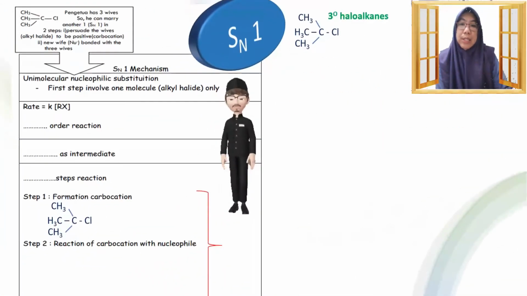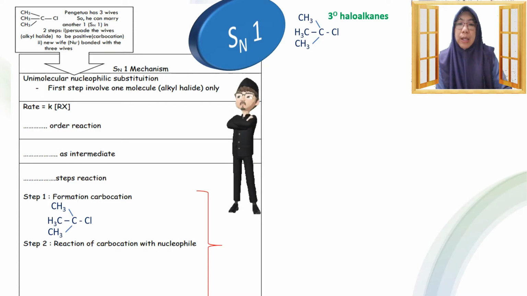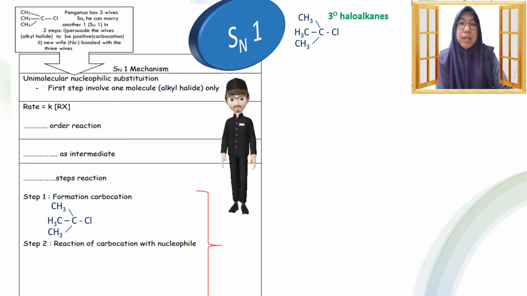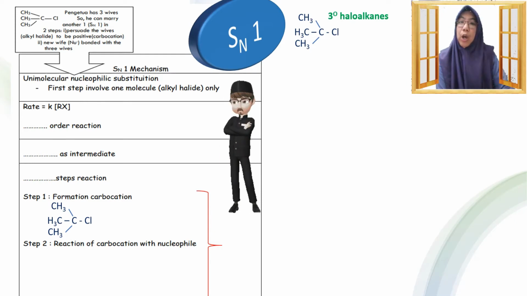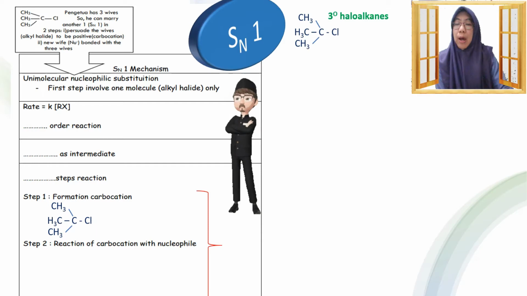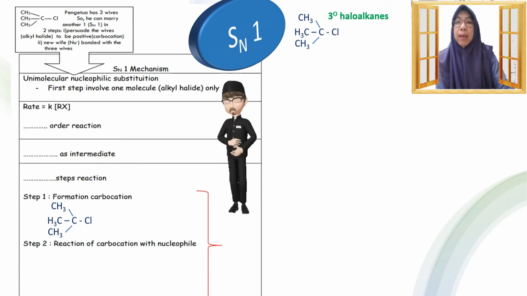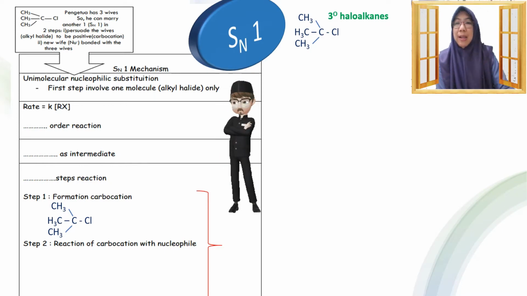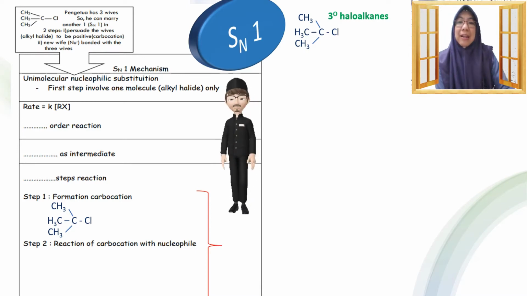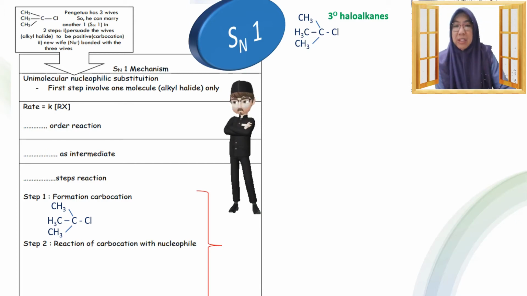Let me know more about SN1 and SN2. Here is the SN1, which is the pengetua, the principal. Haloalkane is a pengetua. SN1 occurs in tertiary haloalkane. Here is how I memorize these terms. The pengetua has three wives, referring to the tertiary haloalkane. So he can marry another one, which is SN1, in 2 steps. Because this pengetua already has 3 wives, he can only add one more wife. So tertiary haloalkane only undergoes SN1.